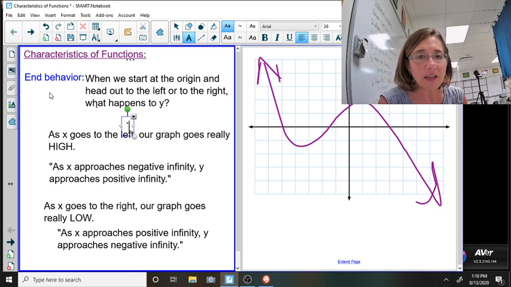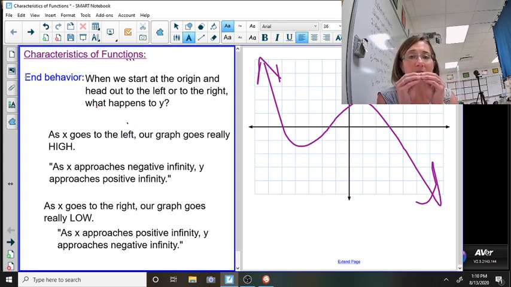So let's look here where we are talking about end behavior. To find the end behavior, you're going to start at the origin. The word origin means that's where you begin. So we're going to begin there, and we are going to head out to the left or to the right and see what happens to our y value. Okay, so let's start going to the left on this graph first.